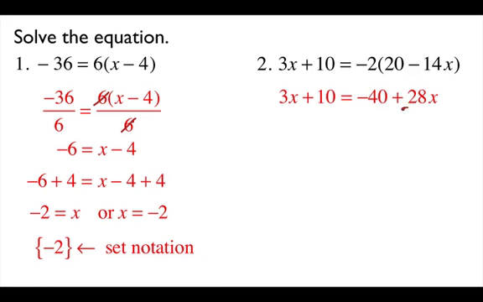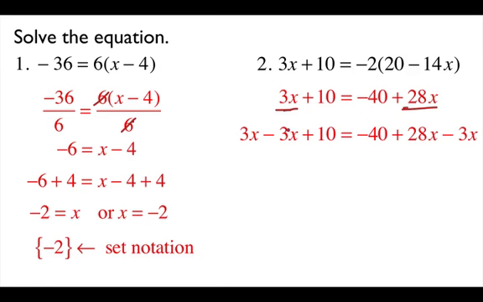So I look at these two variables, 28x and 3x. And what I said earlier in this video: which of these variables is smaller? 3x. So I'm going to get rid of this. It looks like they added 3x to both sides, so I'm going to take away 3x from both sides. And this is what I have. On both sides, take away 3x.